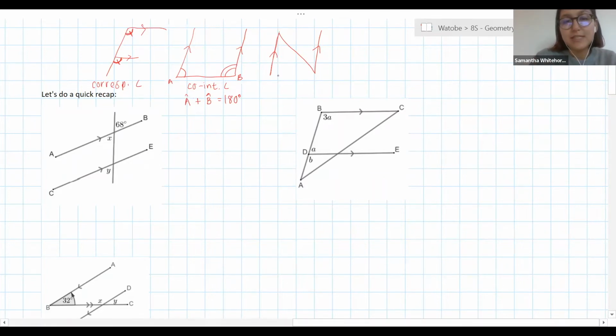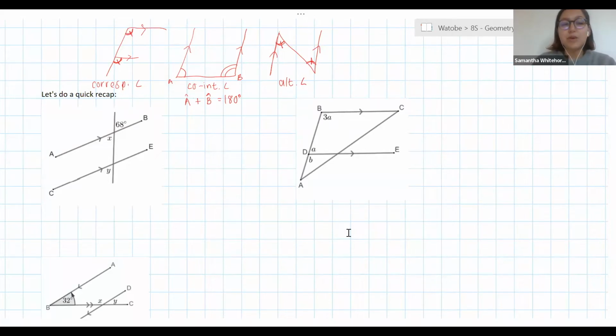The last one is this N shape or Z shape. These are alternate angles, and this is where they are equal. So again, in the corners of my N, those angles that we find there are equal in size to each other. Alrighty, so that's what we covered last week. That's what we're going to practice today.